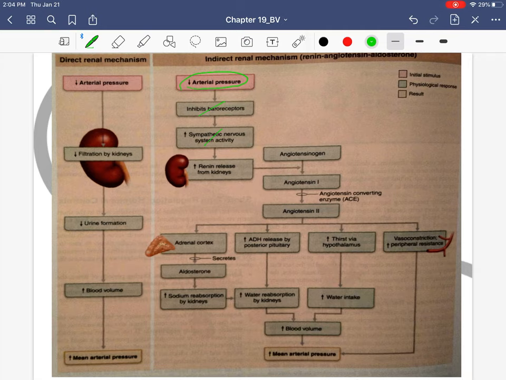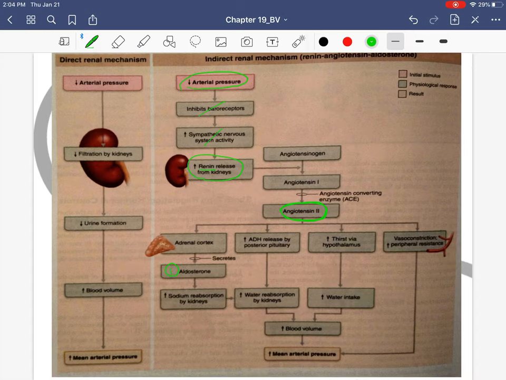If we have a drop in blood pressure, this is actually a clearer picture. Among other things, a significant drop in blood pressure causes the kidneys to release a hormone called renin. Renin leads to a series of chemical reactions, of which we form angiotensin 2. That's the key, because angiotensin 2 does four things to increase blood pressure back to normal.